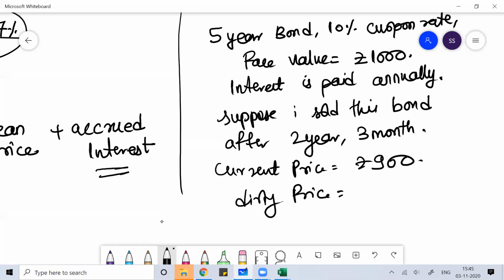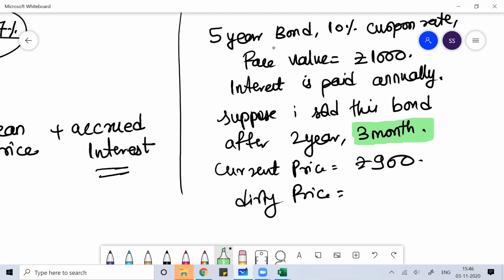If you're selling this bond, it means you are not going to get the coupon of the third year, fourth year, and fifth year, because you are not waiting for them. You are selling this bond after 2 years. But the other person can say he or she has invested for the additional 3 months after 2 years.